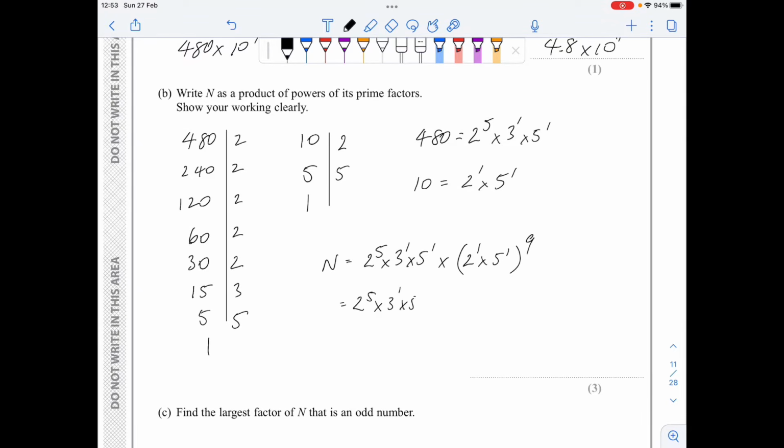Now the first one stays the same. The second part becomes 2 to the 9 times 5 to the 9, and I get this by multiplying the powers. And now if I add the powers of every prime number, I'm gonna get 2 to the power of 14 times 3 to the power of 1 times 5 to the power of 10.